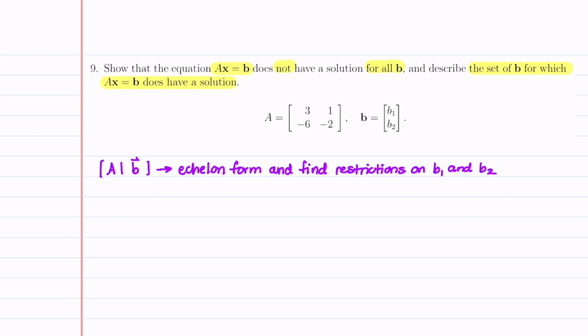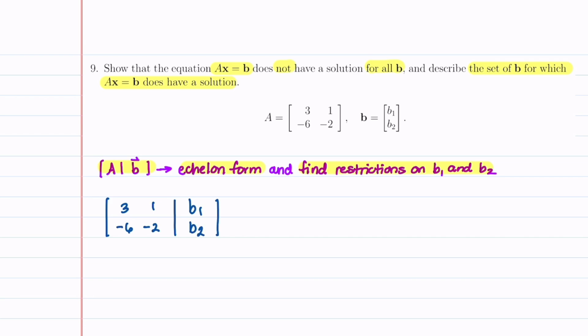We're going to take our matrix A, augment it with our right-hand side B, and put it in echelon form. Echelon form is always the form that you go to when you want to find out if a solution exists. And then once we have it in echelon form, we're going to find restrictions on our right-hand side, which contains the variables b1 and b2. So let's go ahead and start. We're going to write down our augmented matrix. And then on the right-hand side, we have b1 and b2.